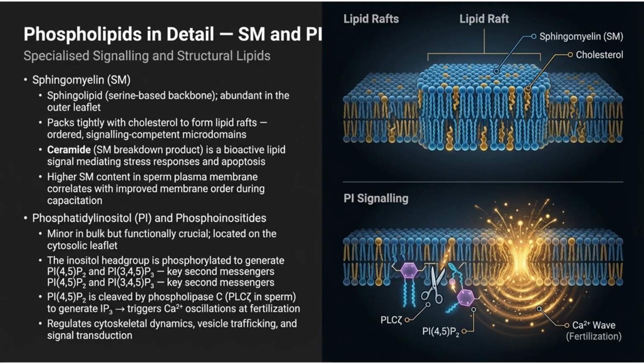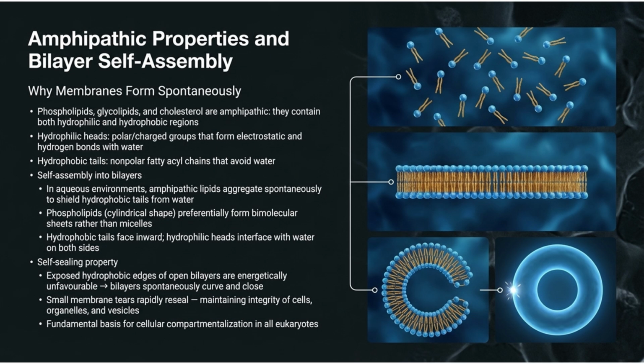With a thorough understanding of our 5 phospholipid species established, let us now examine why these molecules spontaneously organize themselves into bilayers in the first place. One of the most intellectually satisfying aspects of membrane biology is that you do not need a cell to make a membrane. If you simply place phospholipid molecules in water, they will assemble into a bilayer on their own, without any external instruction or energy input. This spontaneous self-assembly is one of the most elegant examples of physical chemistry at work in biology, and understanding it requires grasping the concept of amphipathic molecules and their behavior in water.